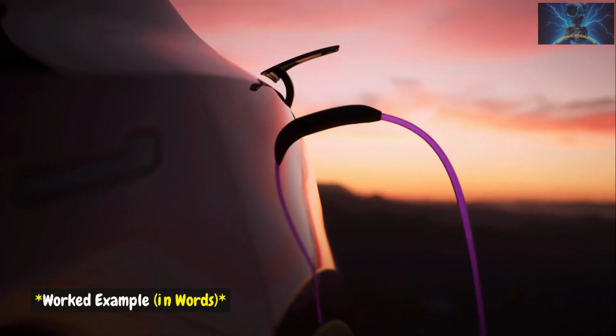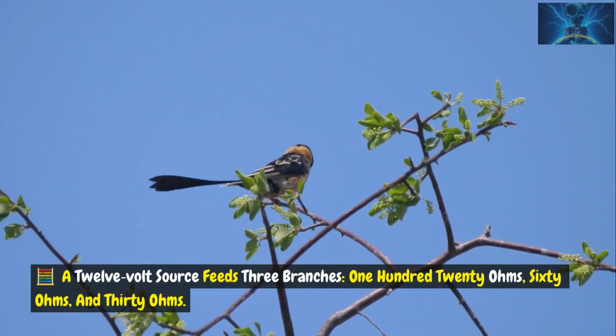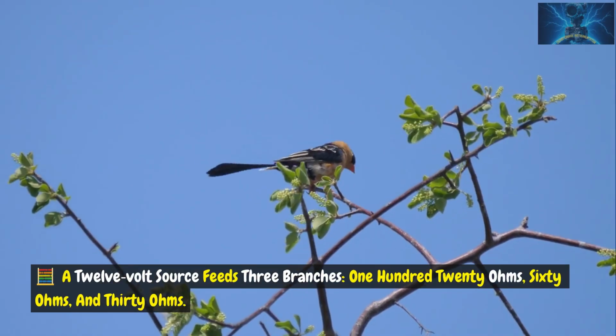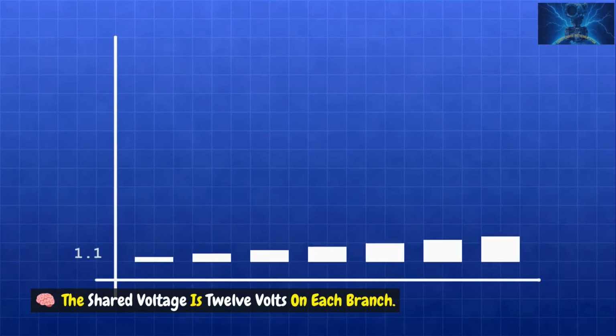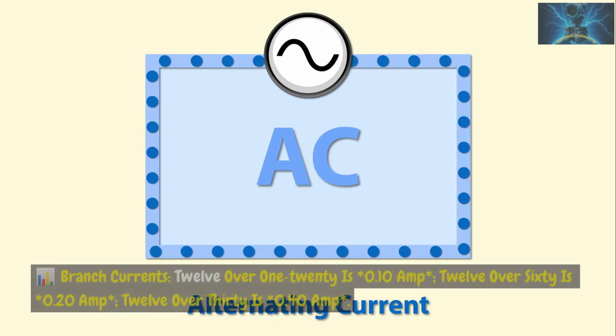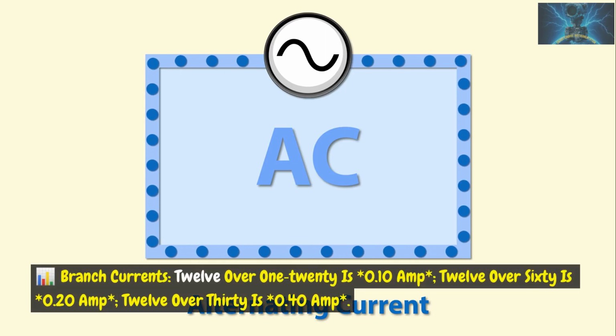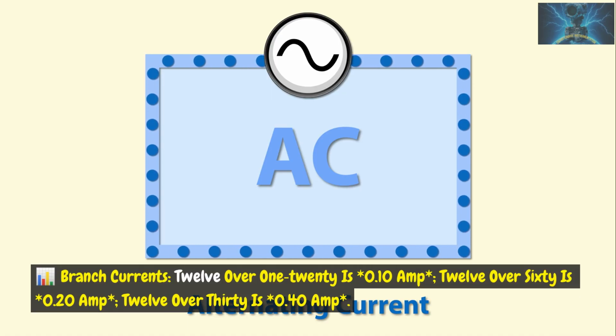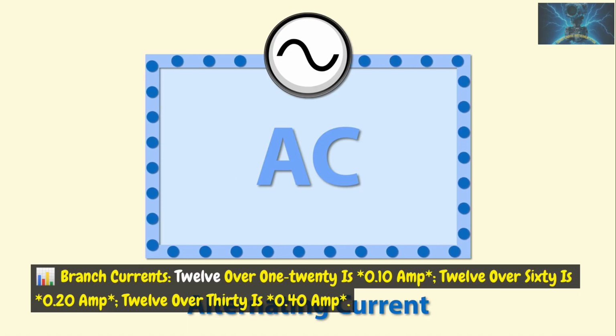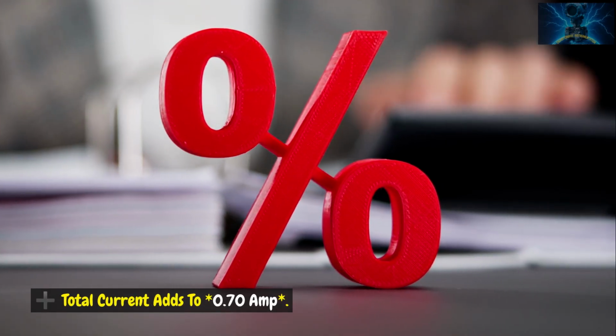Worked example in words: a 12-volt source feeds 3 branches, 120 ohms, 60 ohms, and 30 ohms. The shared voltage is 12 volts on each branch. Branch currents: 12 over 120 is 0.10 amp, 12 over 60 is 0.20 amp, 12 over 30 is 0.40 amp. Total current adds to 0.7 amp.